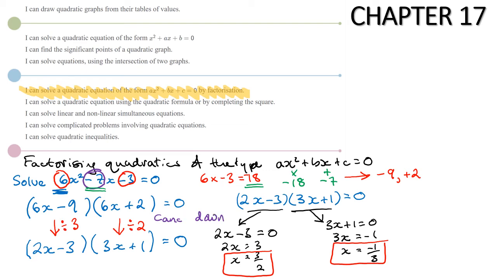Now, as I said, you can't always cancel down. Sometimes it's only one bracket that can cancel down. In this case it was both. Then once you've got that factorised quadratic, you see what makes either the first bracket equal to 0 or the second bracket equal to 0.